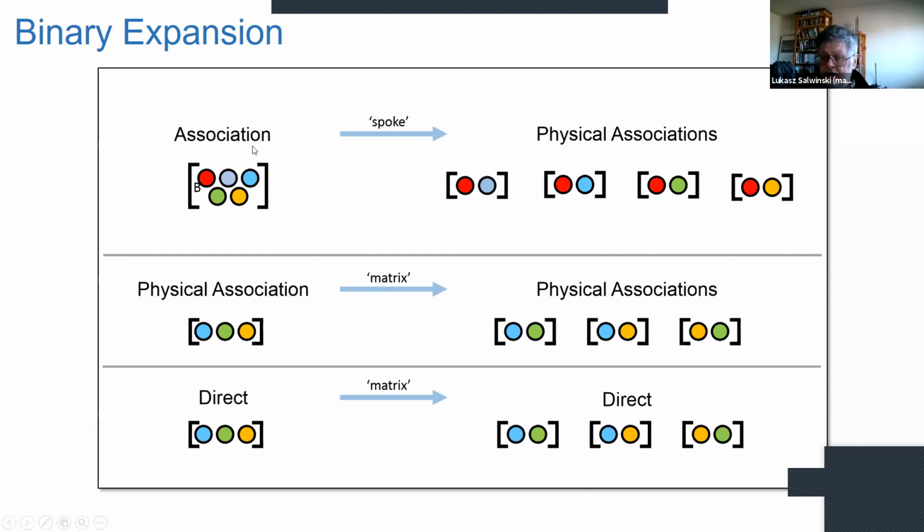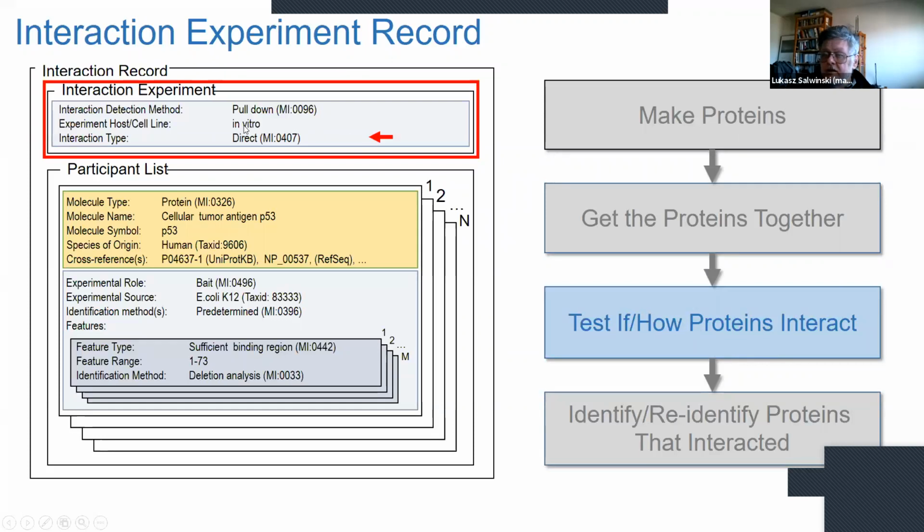This is how PSICQUIC is handling interactions that are originally reported as between multiple proteins. It's going to generate the pairwise interactions for you so that they can be imported into Cytoscape as pairwise interactions. So that's how binary interactions are created from records that originally report interactions between multiple proteins. Okay, so that was a longish explanation of what goes into interaction type.